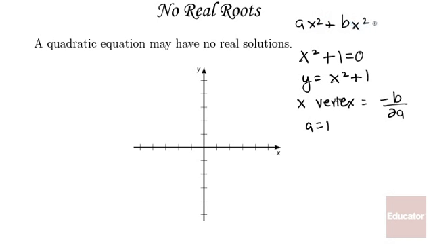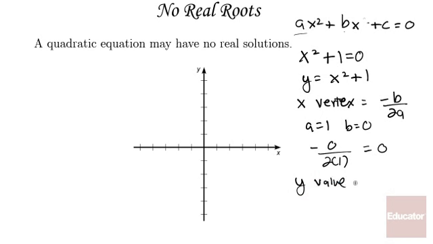Standard form, ax squared plus bx plus c equals 0. Here, I'm seeing that I have ax squared. There's no bx term, so b must be 0. And I do have a c term. So the vertex is going to be negative 0 over 2 times 1, or 0. To find the y value of the vertex, you're going to find f of 0, and f of 0 equals 0 squared plus 1, or 1. Okay, so the vertex is at (0, 1).